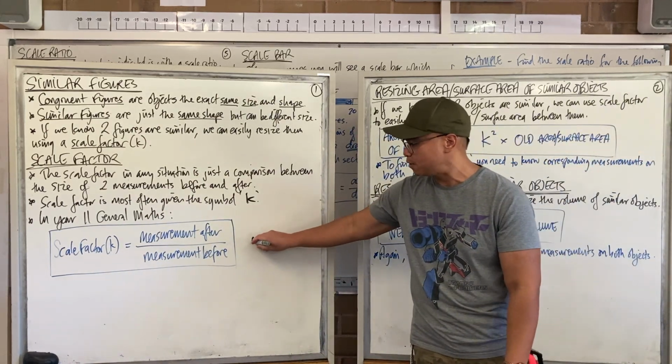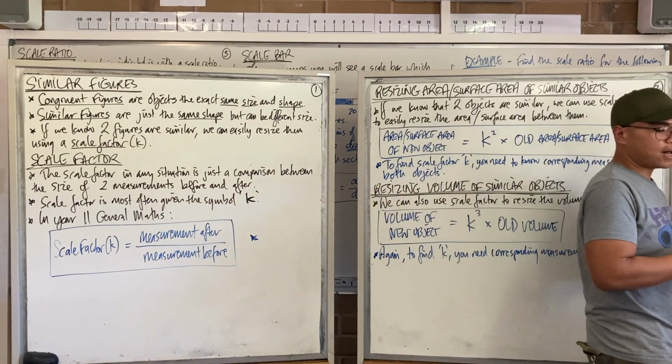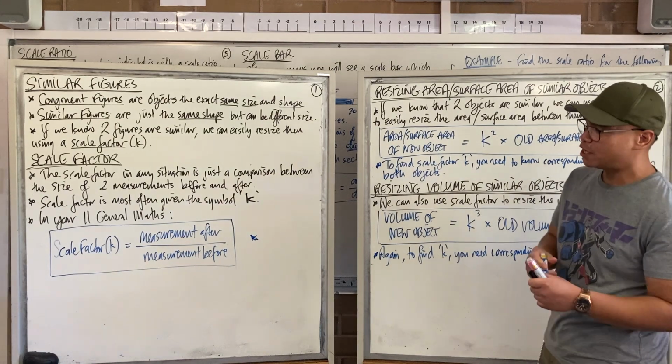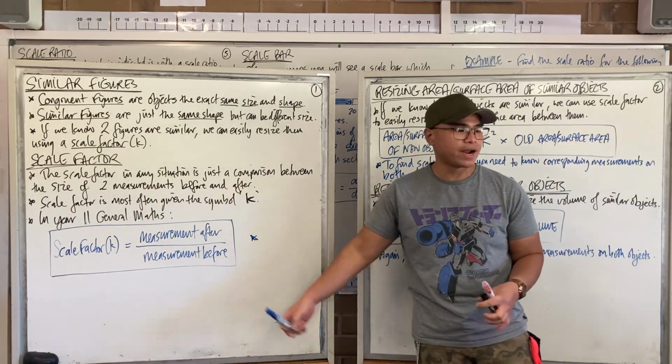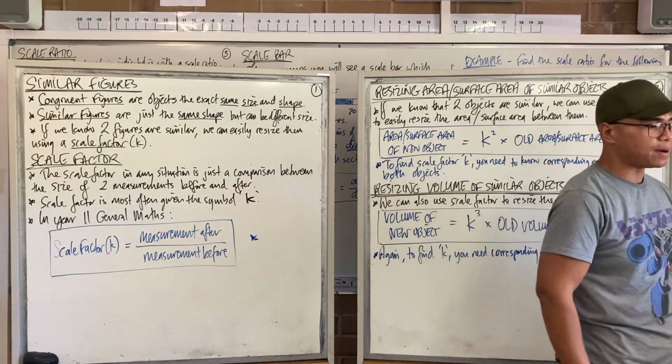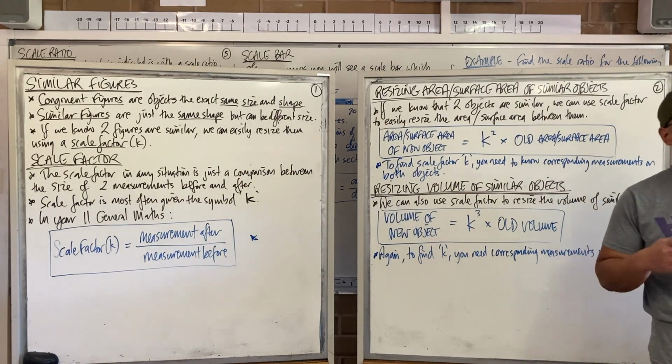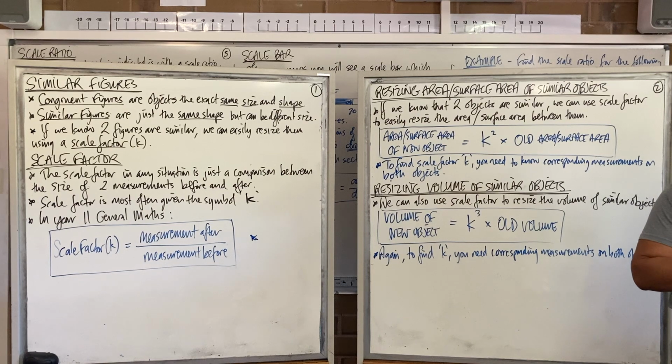Can you get that down, please? That formula there for the scale factor is the measurement after divided by the measurement before. This won't mean anything right now until we do an example. These next two formulas as well won't mean anything right now until we do an example, okay?